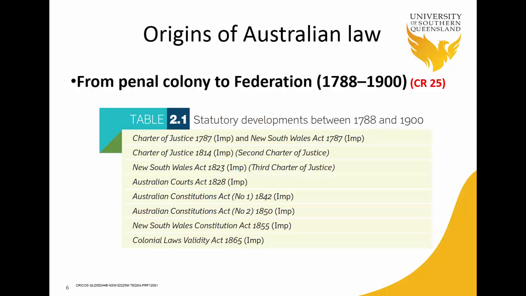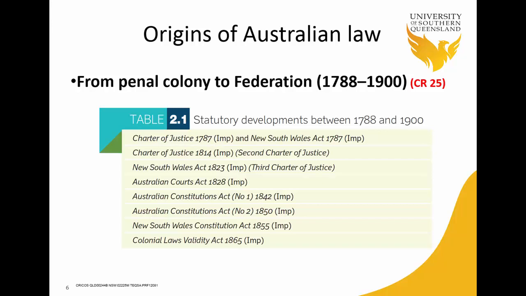By 1828 we see the Australian Courts Act, and this is the first time we see a limited self-government given to the colony of New South Wales, and this was the beginning of the evolution of a legal system that has a distinctively Australian characteristic, in the sense that all laws in force in England were applied at the beginning in Australia as far as was reasonably consistent with local conditions.